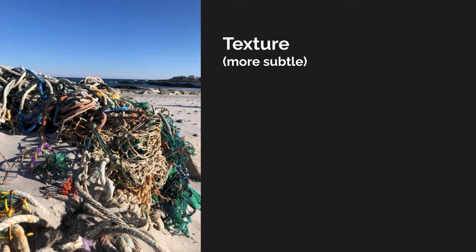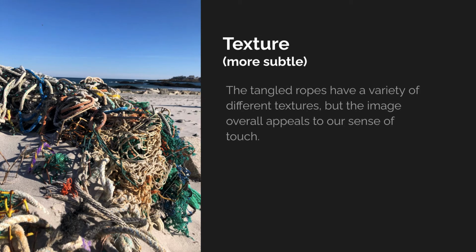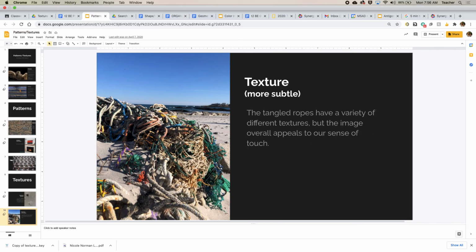And this is an example of texture that's a little bit more subtle. So we do still see sand, but the sand is further away, it's blurry, so we don't really get the texture of that. Whereas the tangled ropes, we definitely get that feeling we could touch the tangled ropes. And we aren't close enough to necessarily tell the texture of each rope itself, but we get that tactile sense of touch when we look at the picture. So there's an example of an obvious and a less obvious pattern and texture.